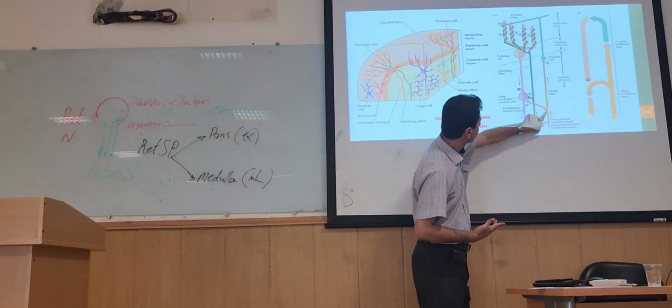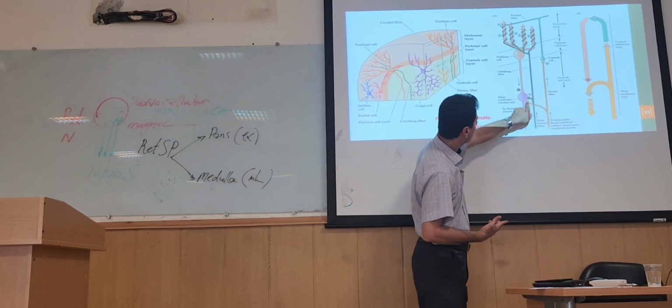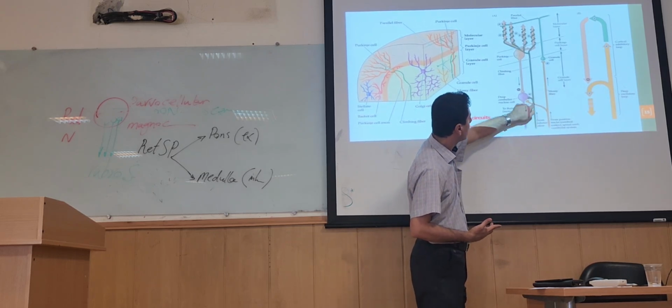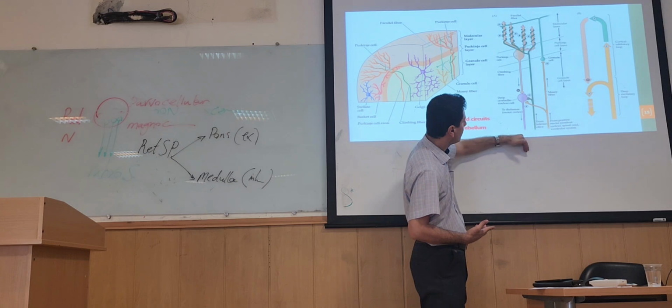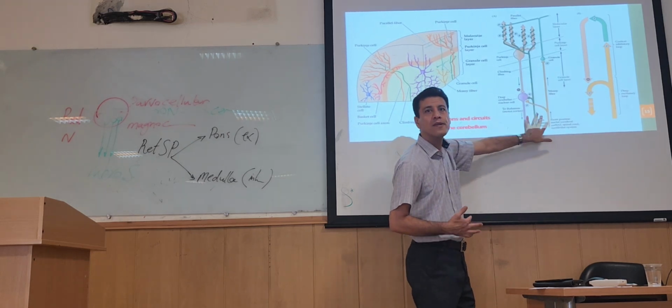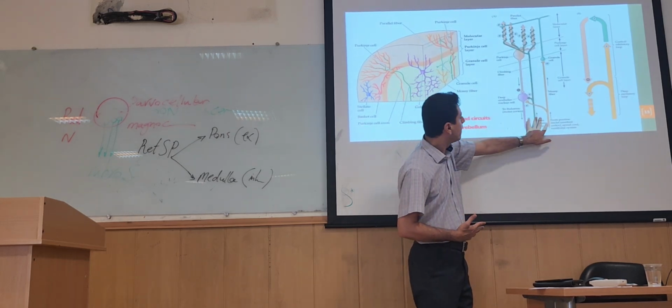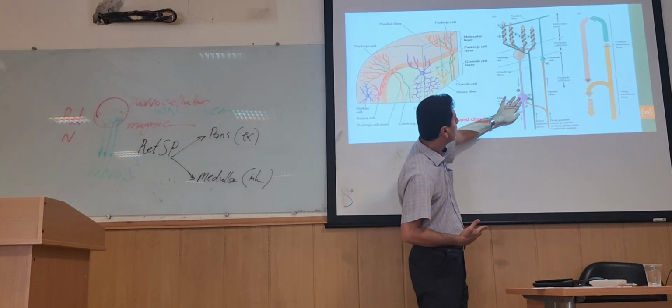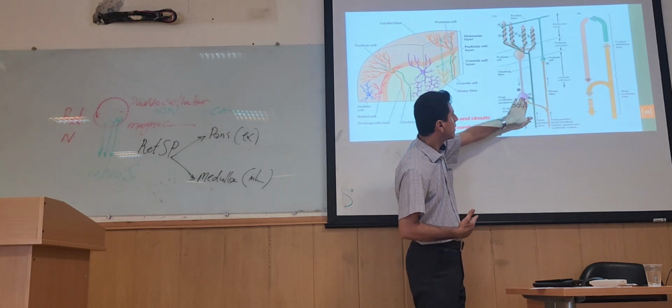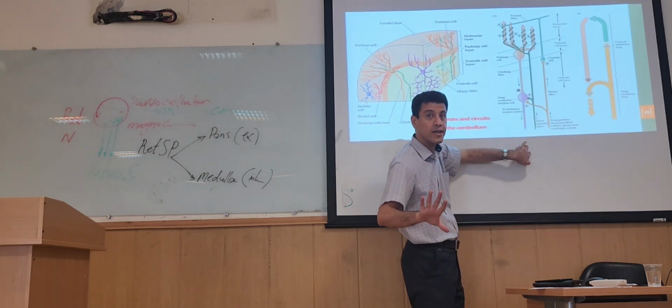So the short loop is this one, from mossy fibers and climbing fibers directly to the deep cerebellar nucleus. So this is the short loop. These two excite this. This one is excited also. It releases glutamate in the targets.